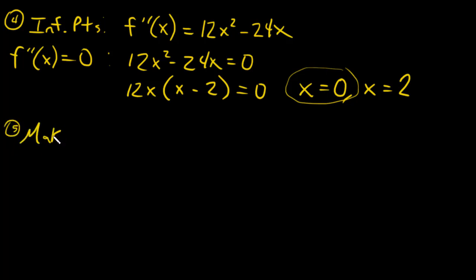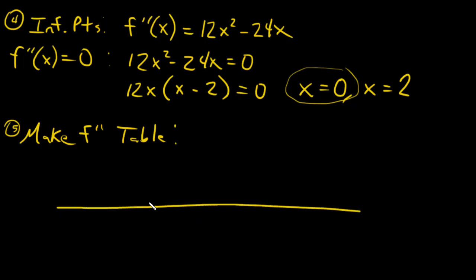the f double prime table. Okay? So here we go. I'm going to have one inflection point at x equals 0 and another inflection point at x equals 2. Okay? So I need a test value that is less than 0. How about negative 1? X equals negative 1. What do I plug it into? Well, it's the f double prime table, so I'm probably plugging it into f double prime.